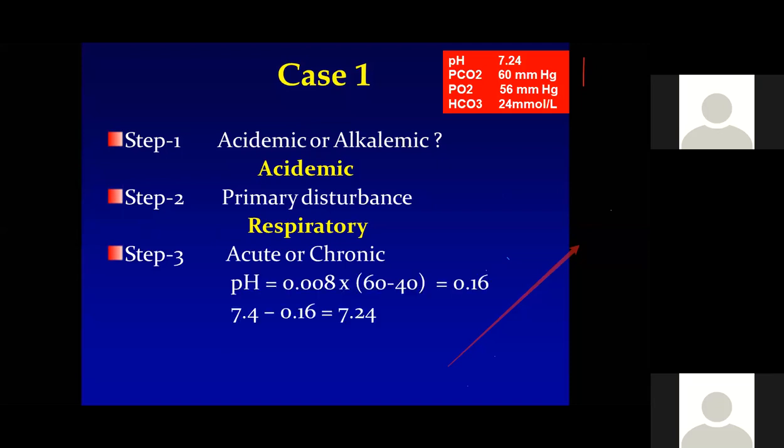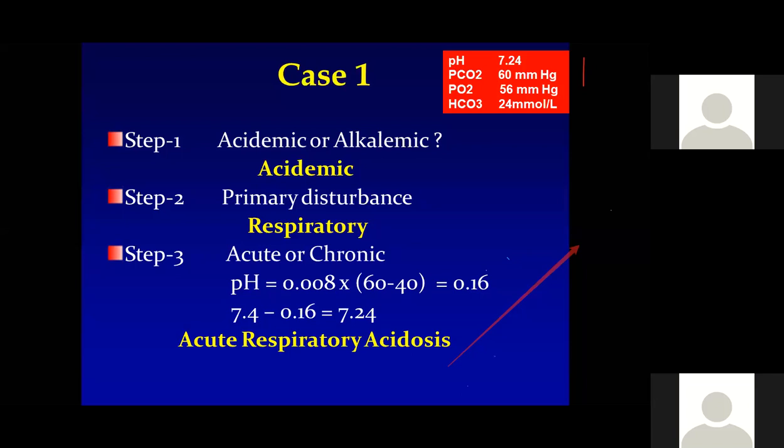So expected pH is 7.4 minus 0.008 into 60, that is the carbon dioxide level on the ABG, minus 40. So 0.16 is the value you have got. See, normal pH 7.4 minus 0.16 is equal to 7.24. So the given pH and the value which we have got are the same. That means this patient is having acute respiratory acidosis. This is the complete diagnosis you have to give: acute respiratory acidosis.